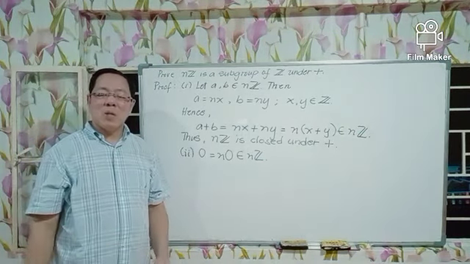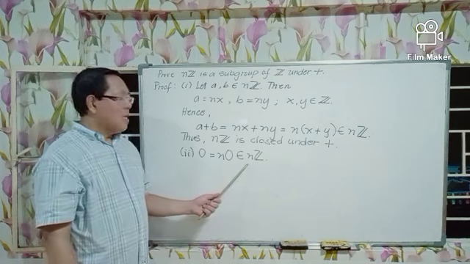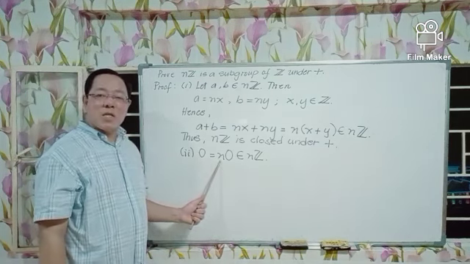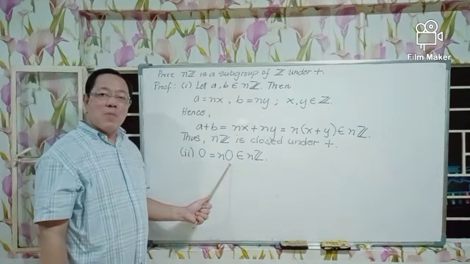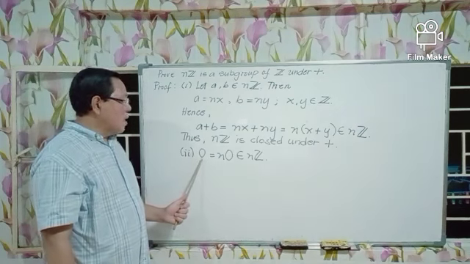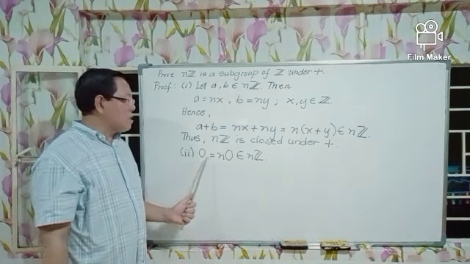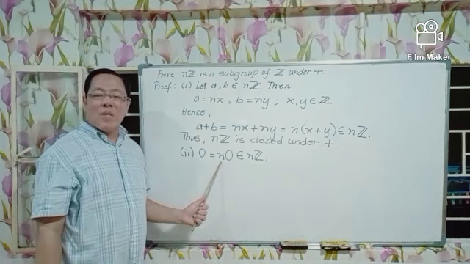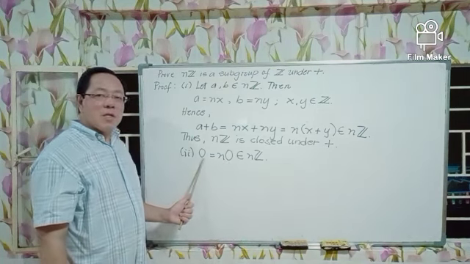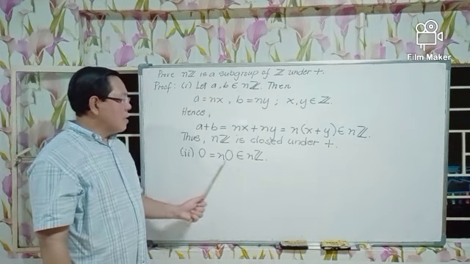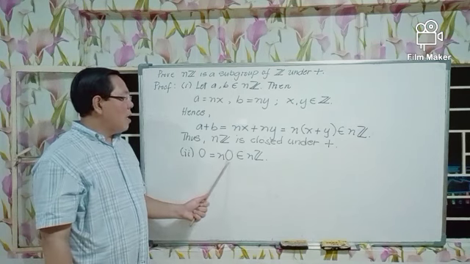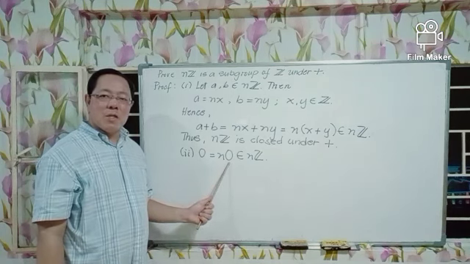And we can readily show that 0 is an element of the set NZ because 0 can be written as the product of an integer n and 0. If you multiply any integer n by 0, the product is 0. But here we have just shown that 0 can be written as a product of the integer n and the integer 0. Therefore, 0 is an element of NZ because it is a product of n and the integer 0.